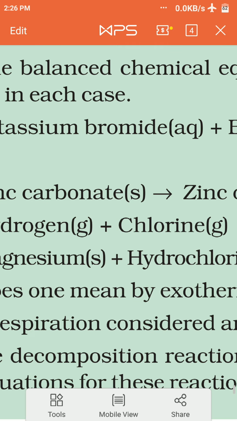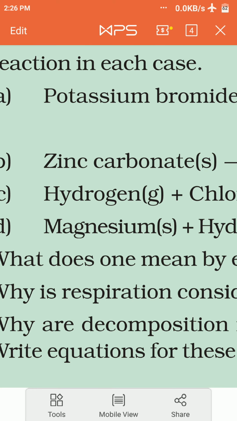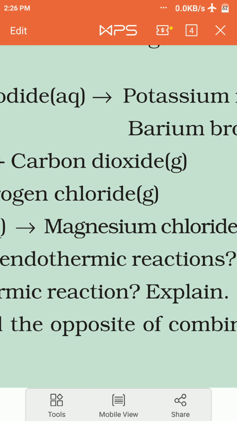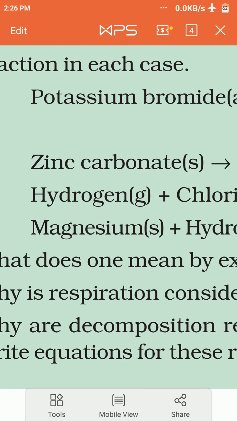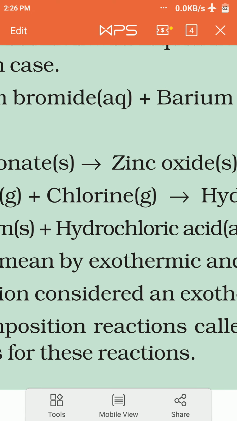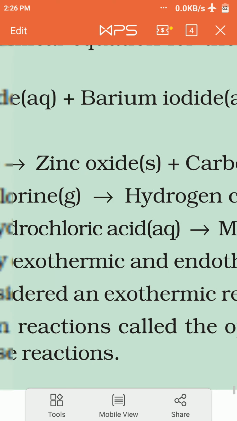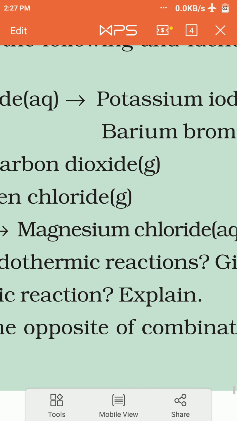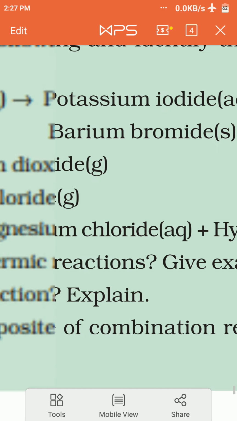Now B: ZnCO3 solid, arrow, ZnO solid plus CO2 gas. This reaction is a decomposition reaction. Now C: H2 gas plus Cl2 gas gives 2HCl gas. D: Mg solid plus 2HCl aqueous gives MgCl2 aqueous plus H2 gas. This is also a displacement reaction.